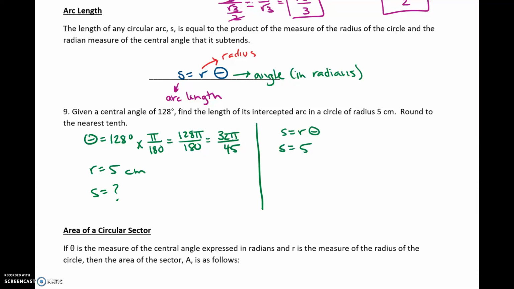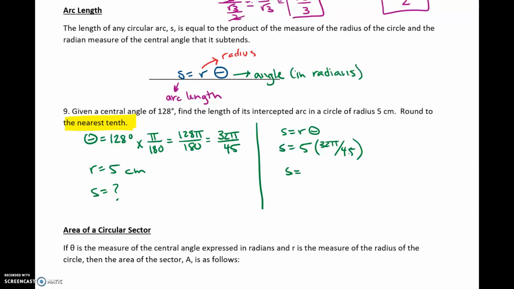I can go ahead and replace R with a 5 and replace theta with my radian measure of 32 pi over 45. Because it's saying round to the nearest tenth, that's telling me right away that I can simply enter that in my calculator, just like you see it there. So if I were to type that in my calculator, which I want you to try on your own as well, you should be getting 11.2 centimeters. So I'm going to give you a moment. If you need to try to type that in your calculator, you can do that to make sure you're getting 11.2.